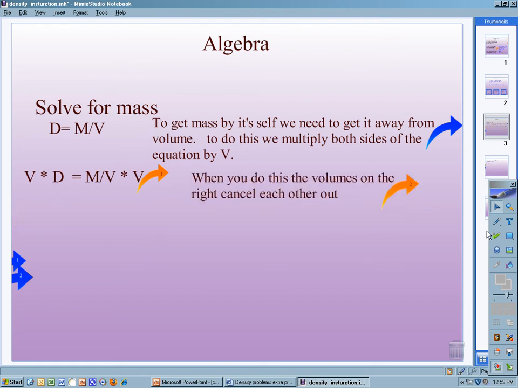When you do this, the volumes cancel each other out. All right? So this volume and this volume here, they both cancel each other out.